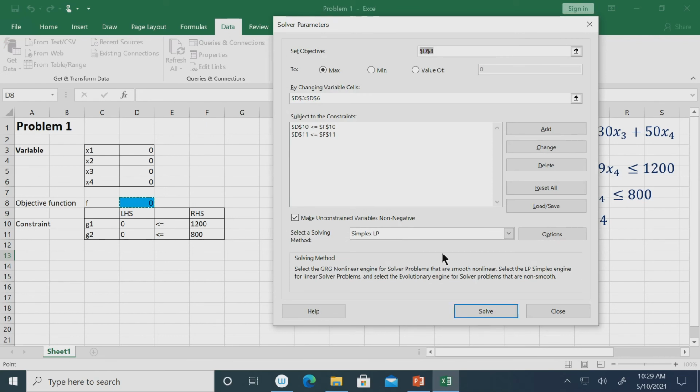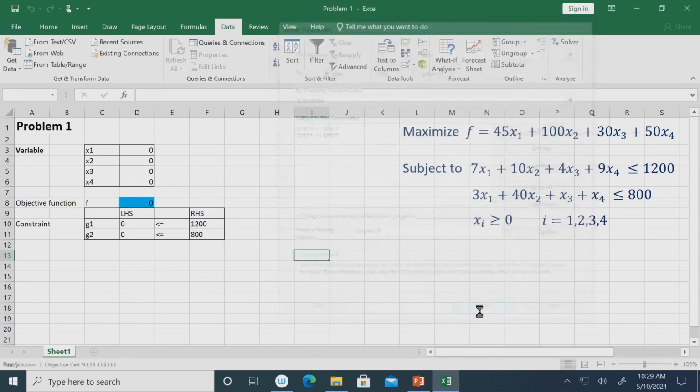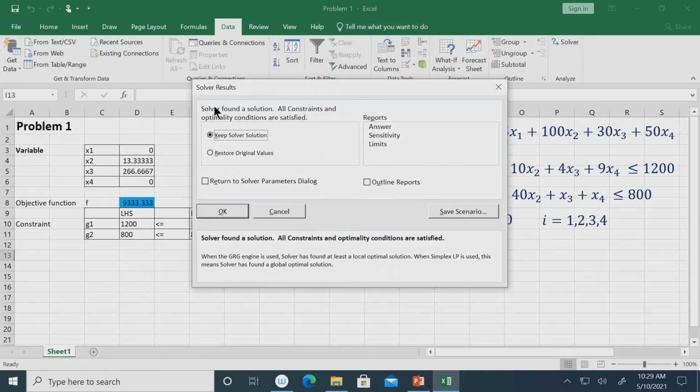So, I can solve it. If I have defined my problem correctly, I should get the solution of the problem. So, let us solve it. Yes. The solver results show that Solver found a solution, all constraints and optimality conditions are satisfied.